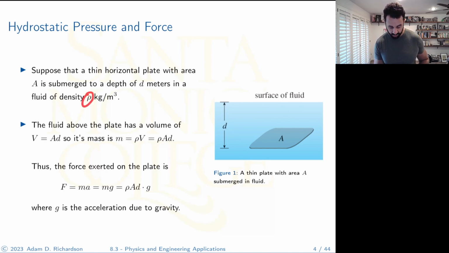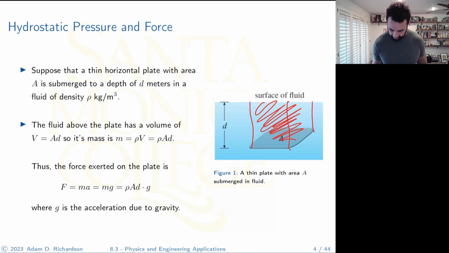In a fluid of density rho kilograms per meter cubed. This is the Greek letter rho. It's kind of like the Greek letter r, and it's a common use for a density function. So a lot of times density will be represented by rho. All right, now the fluid above this plate has a volume. Imagine there's a column of water or whatever the fluid is. There's a column of water above that thin plate, and the volume of that water is the area of the plate times the depth. So very intuitively, the literal volume of that column of water is the area of this base times how deep down it is.